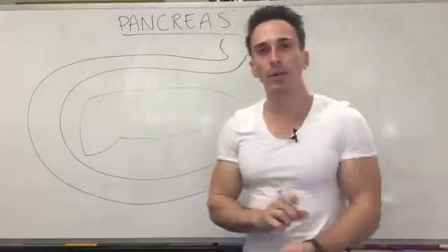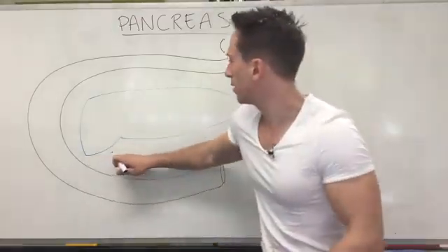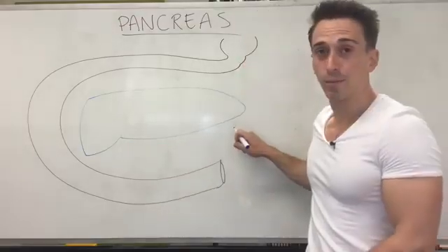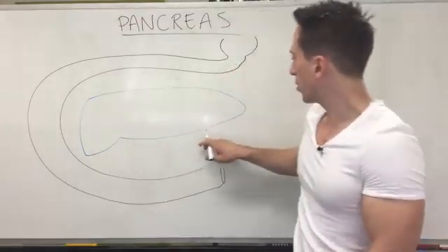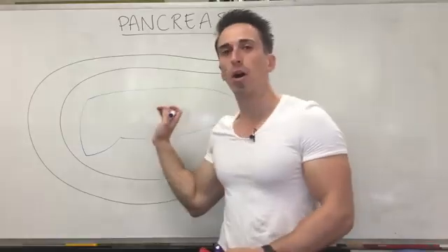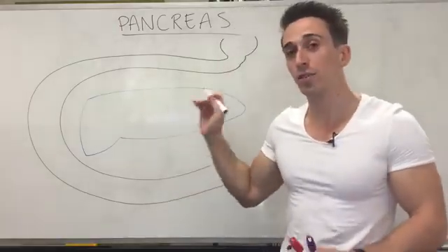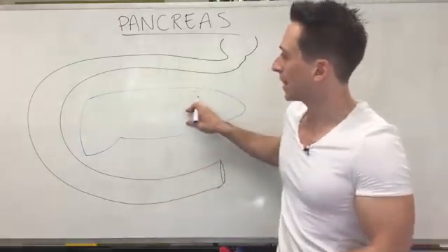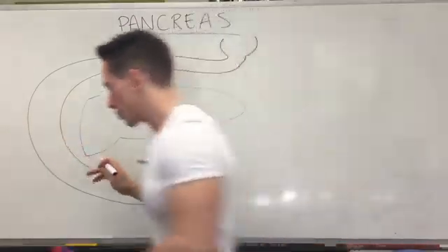Now the pancreas has a head, a body, and a tail. Okay, so we've got the head, the body, and the tail, and there's a number of ducts, so ductal systems within the pancreas that lead into the duodenum. So let's draw that up.